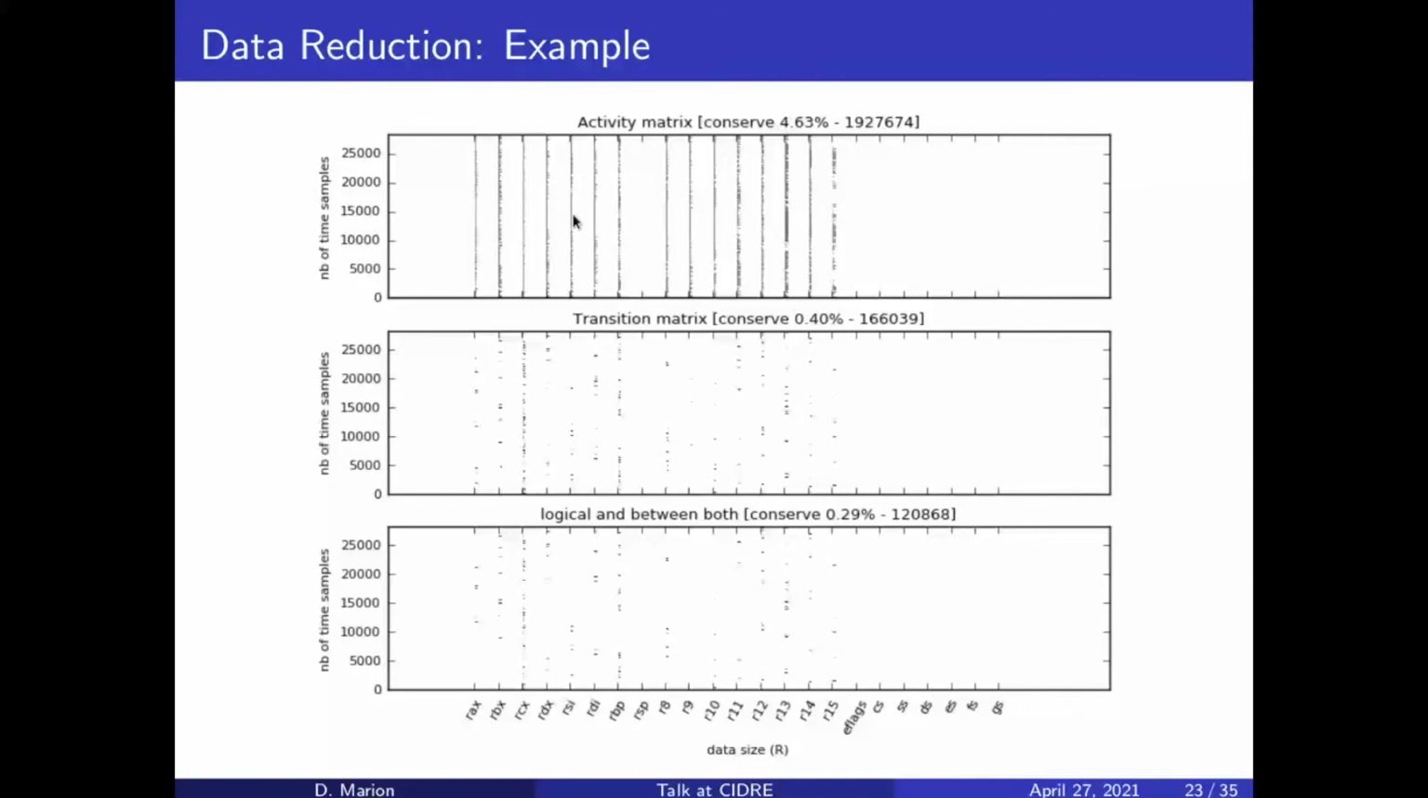And when you remove samples using the activity matrix, you conserve only 4.63% of the initial samples. Then, if you use the transition matrix, so you only conserve the samples that change over D, you conserve only 0.4% of the initial number of samples. And when you combine both, you only conserve 0.29%. It means that without this denoising of the trace, more than 99% of the data you analyze would be useless.